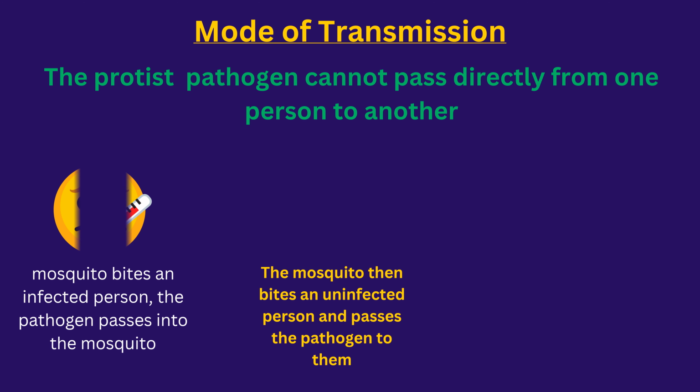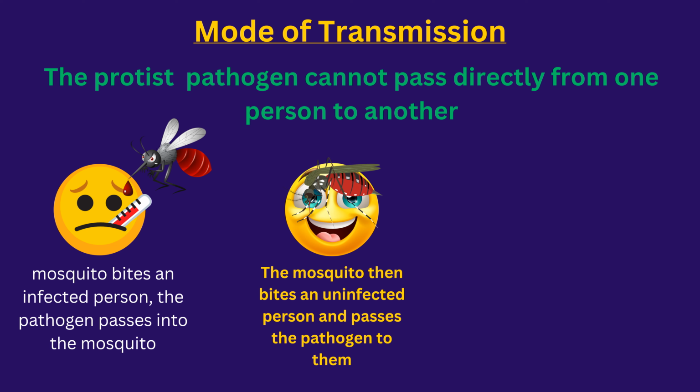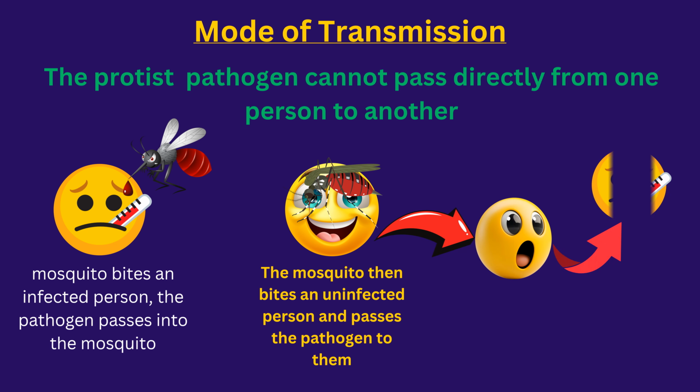Let's use some diagrams. So this is our infected person. A mosquito comes in, bites that person, and the pathogen passes into the mosquito. This mosquito now becomes a vector. This mosquito now goes on to bite an uninfected person and passes the pathogen to them. That is how the transmission occurs.